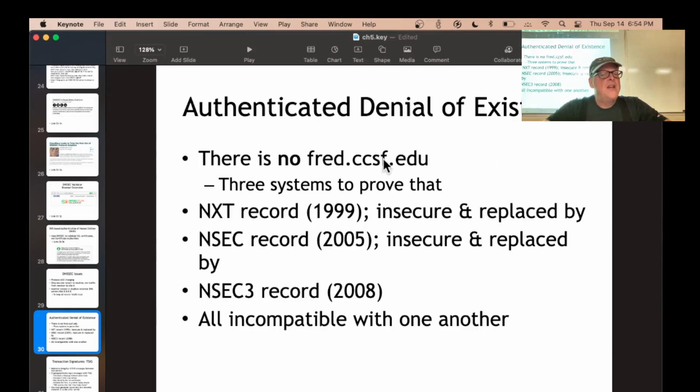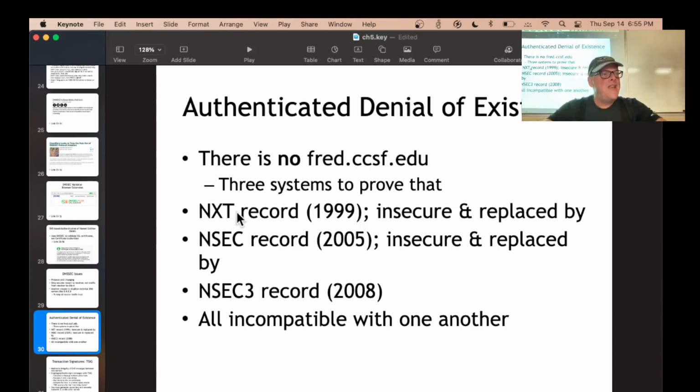Now, there's another problem too. There is no fred.ccsf.edu. So how do you prove that? Now, the current system is you would go to the authoritative server and ask for Fred, and you would get no answer, and that would be the end of the matter. But if all the data is encrypted and signed, you only sign the records that exist. So how do you answer the question? How do you tell it this server does not exist and have that verified? And this turned out to be much harder than you think it should be.